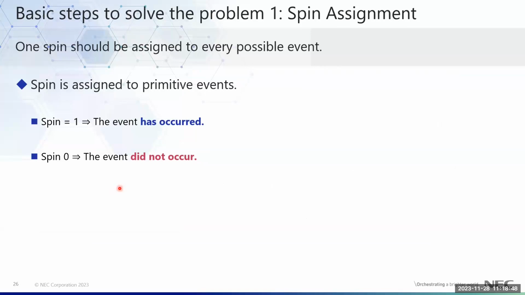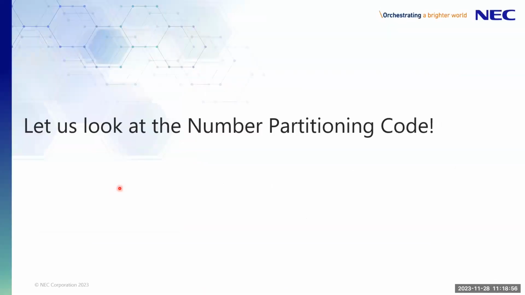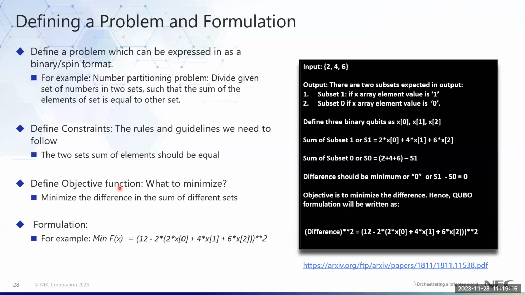Spin assignment is pretty basic, and we've done that, where spin is 1 when the event has occurred, and spin is 0 when the event did not occur. Okay, so now I think we can move towards the hands-on. I have a few slides that talk about the code before we go on to the code. So let's take the slides first.